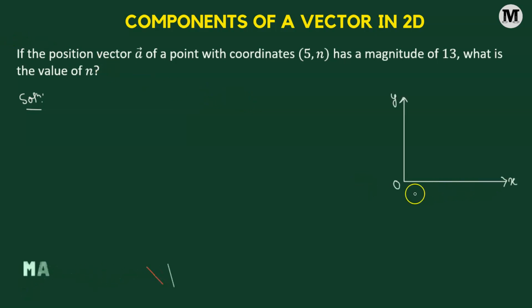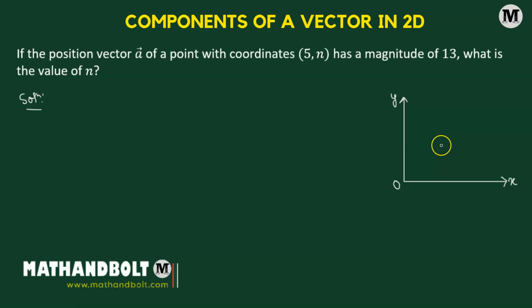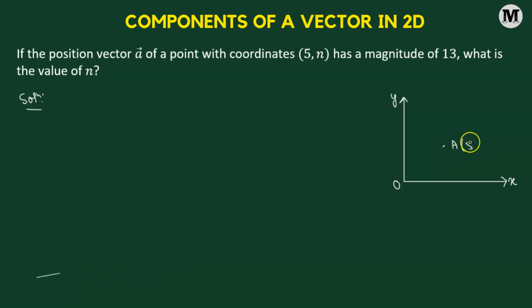So here we have a two-dimensional coordinate system. We're going to consider a point, let's call it the point A, having the coordinates 5, n. It's given here that if we join point O and A with the help of a directed line segment going from O to A, that's going to give us the position vector of point A. It's given here that OA vector is represented by A vector, and also the magnitude of OA is 13 units. So with this information, we need to find out the value of n, that means the y coordinate of point A.